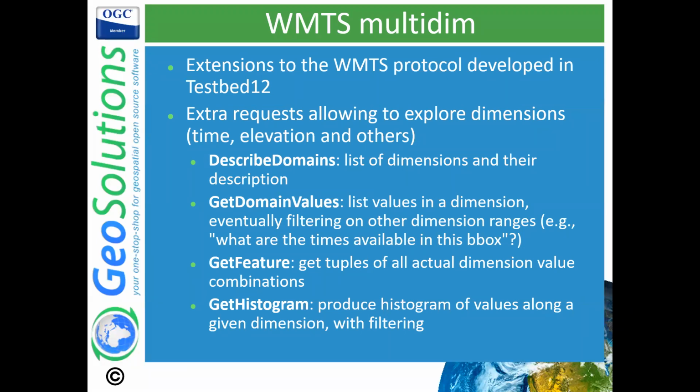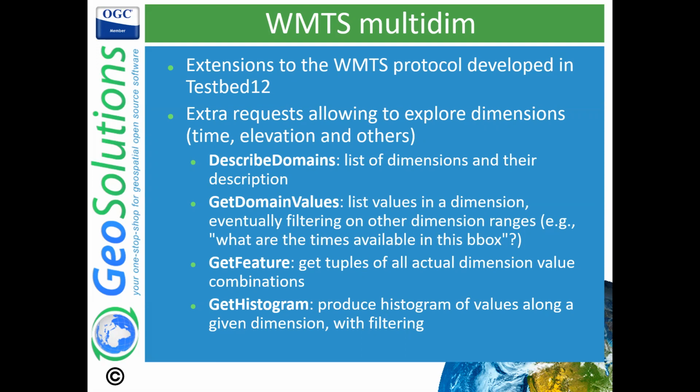So we have these extra requests that can be used to drill down into the dimensions and figure out the structure and correlation. The describe domains request in particular allows to list the dimensions and provide a description for each. The get domain values provides a list of values of a particular dimension, eventually filtering on ranges of values for the other dimensions. So you can ask questions like, what are the times available for this bounding box? Or what are the times available for this runtime?